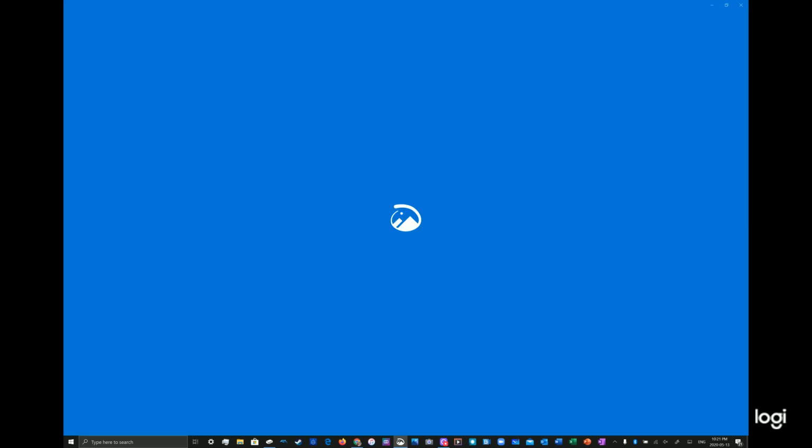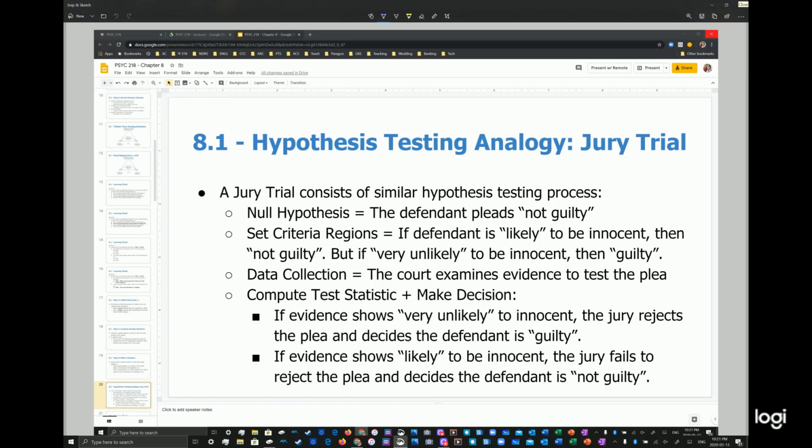So in a jury trial, again, somebody goes to court. The assumption that the courts go by is the person is innocent until the evidence proves them guilty. So the null hypothesis then, at least for the defendant, is going to be, well, the defendant pleads not guilty.